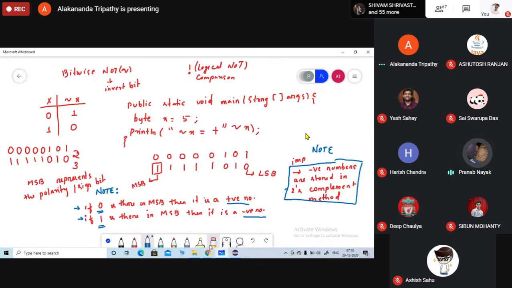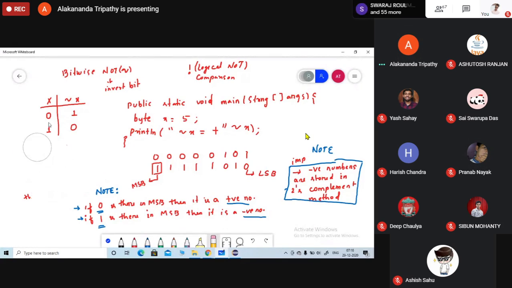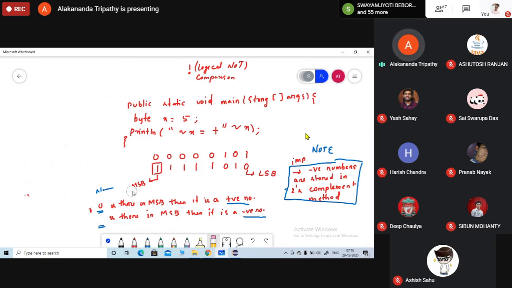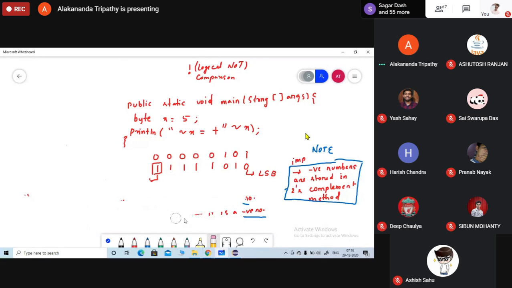Ma'am, what is the two's complement method? I will come to that point. Have you noted it down? I will clear the screen now. I am just erasing this part. In this last point, have you noted it down? Yes, ma'am.